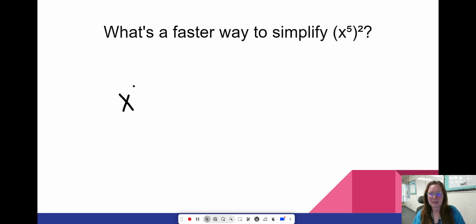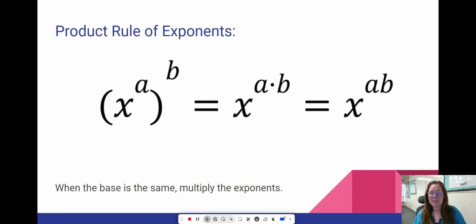Well, what's a faster way we could have done it? We know the answer is x to the power of 10. Well, how can I use the numbers 5 and 2 to get 10? Multiply. So the trick, or the quick version, is to multiply the exponents. So when the base is the same, multiply the exponents. Now, when the base is the same, you'll notice that there's only one base here. So really, as long as we have a power to another power, then you're just going to multiply them together. So we can actually just cross that out when the base is the same because there's only the one base.